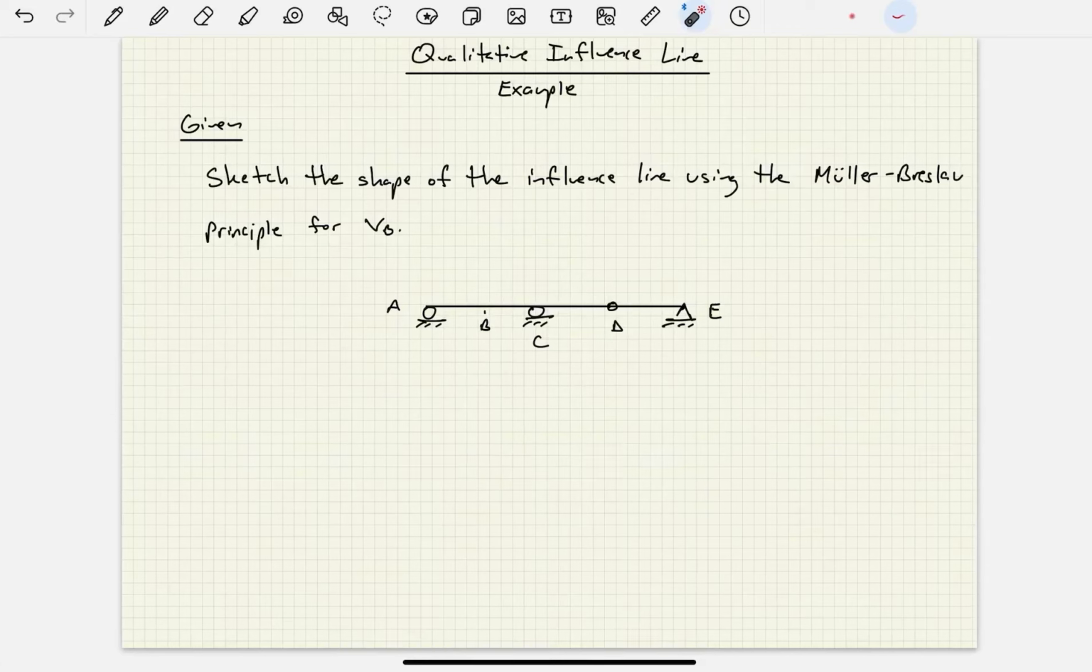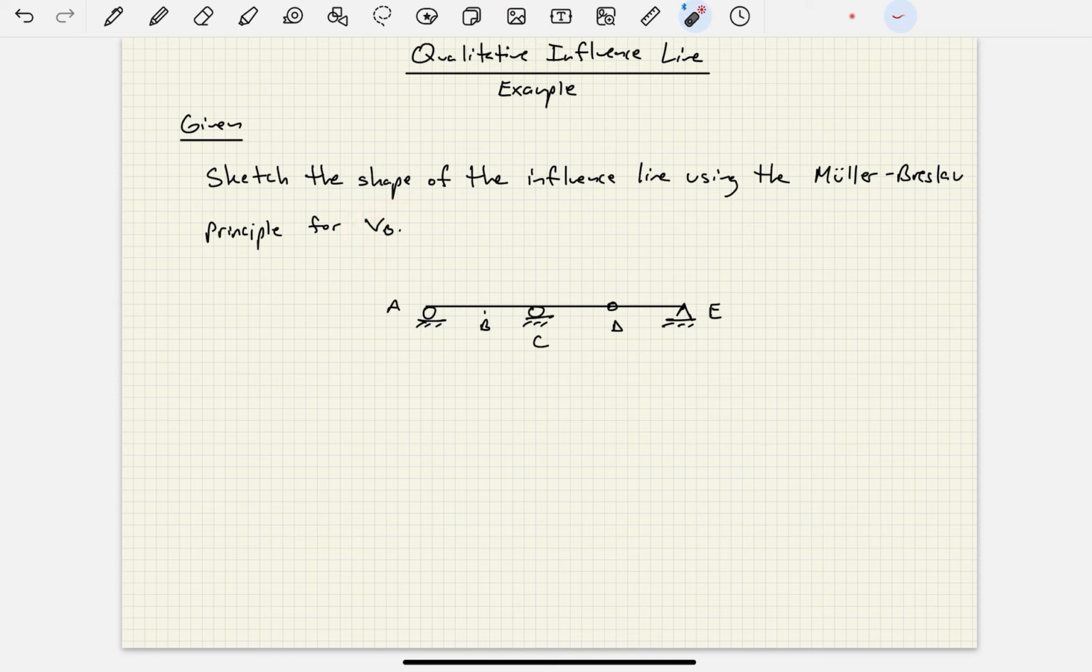Hey everybody, Dr. A here, and in this video we're going to be exploring another example of sketching a qualitative influence line using the Muller-Breslau principle. So let's dive into it. In the given information, we're being asked to sketch the shape of the influence line using the Muller-Breslau principle for the shear force at point B, VB.